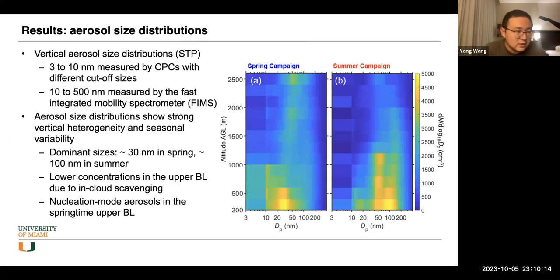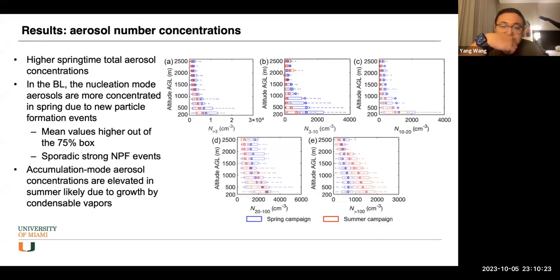So since these color plots cannot really show you the exact values of the aerosol concentrations, we further showed the aerosol size distributions in different size bins. The first panel here shows the concentration of aerosols above 3 nanometers, where we regard them as the total aerosol concentration. And you can see in the springtime, there is a higher concentration of aerosols at almost all altitudes.